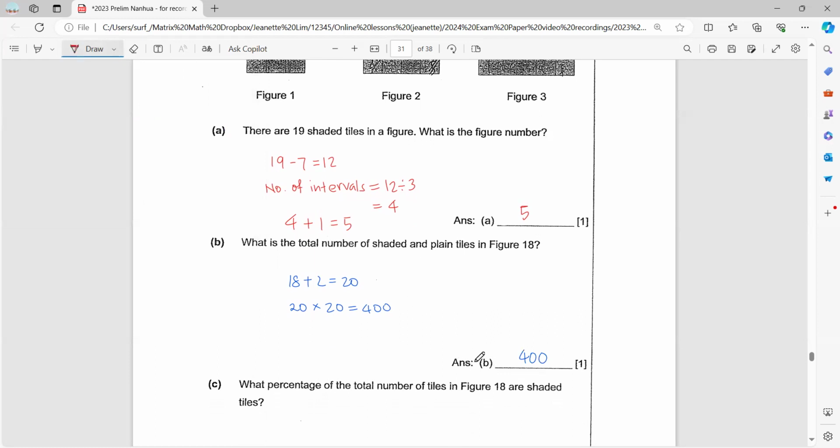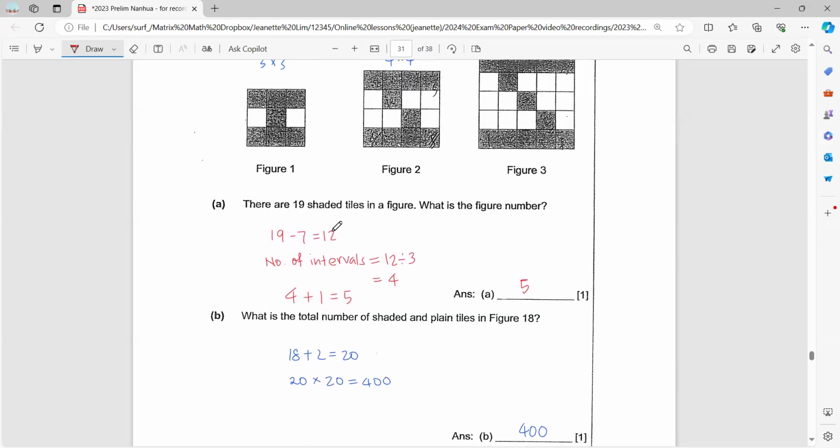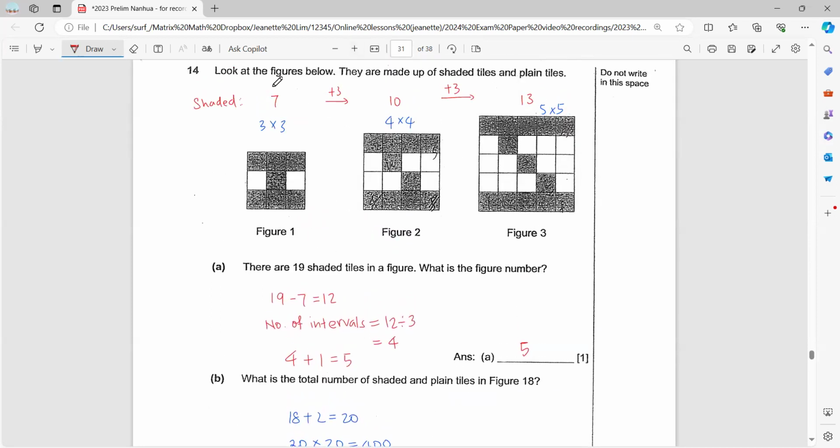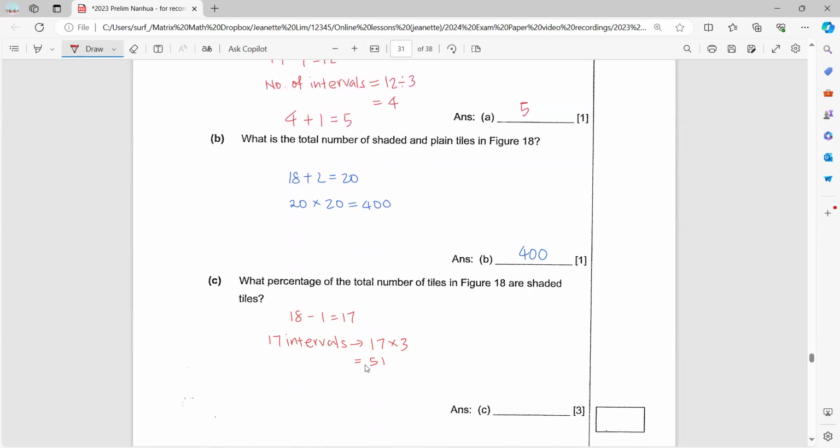Okay, so what percentage of this number of tiles in figure 18, which is the 400, are shaded tiles? So let's go back to the interval concept. Shaded tiles in figure 18. If you have figure number 18, the number of intervals will be 1 less. So 18 minus 1, which is 17. So 17 intervals. Every interval will be plus 3. So 17 intervals will be 17 times 3, which is 51. All the intervals will give you 51. But remember to add back figure 1, which has 7 shaded tiles. I add back 7. Not add 1, but add 7. So this is the number of shaded.